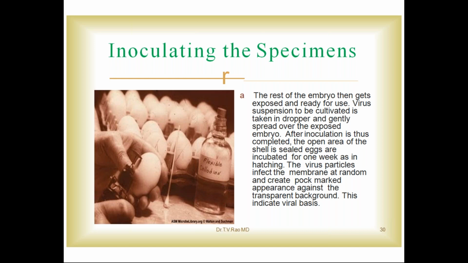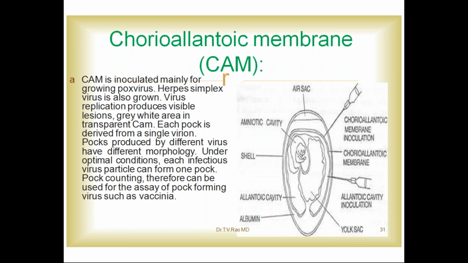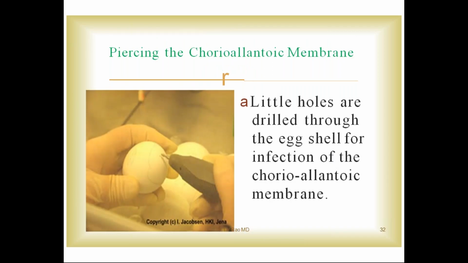The virus particles infect the membrane at random and create a pock-marked appearance against the transparent background. This indicates viral growth, particularly on the chorioallantoic membrane, where there is a formation of pox. Pox are produced on the chorioallantoic membrane by herpes simplex, poxvirus, variola and vaccinia viruses. Little holes are drilled through the eggshell for infection of the chorioallantoic membrane.